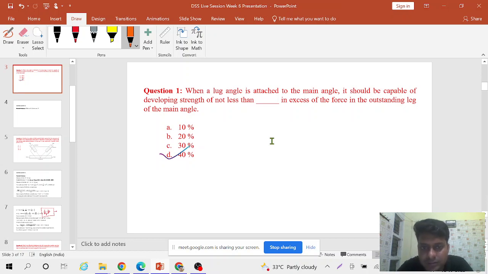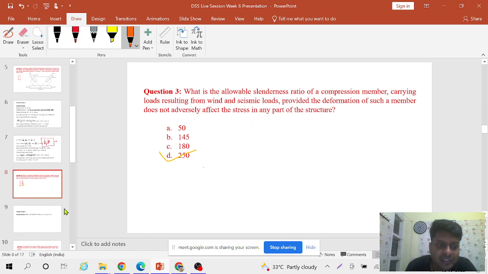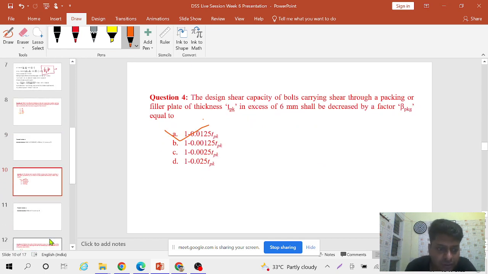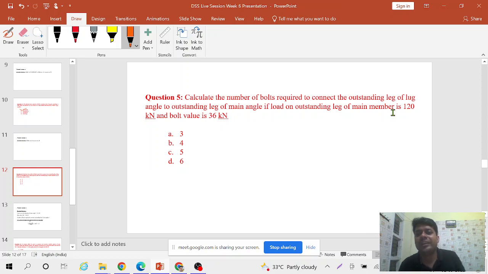Yes, sir, I'm getting 40% should be in excess of the force when the outstanding leg of the lug angle is to be connected to the outstanding leg of the main angle. Okay, so 40% you have reported here, and now in this question, in the outstanding leg of main angle, they are saying that 120 kilonewton force is coming. So for how much force do you have to design the lug angle? How much force will you consider, 40% more of 120? Please calculate that.